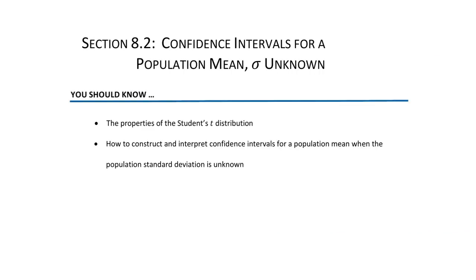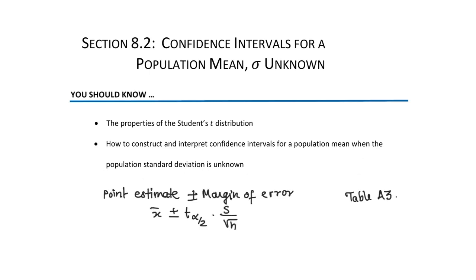In this section, you learned the properties of the student t distribution and how to construct and interpret the confidence interval for a population mean when the population standard deviation is unknown. And the formula we used to construct the confidence interval for mu when sigma is unknown is x bar plus or minus t alpha over 2 times s over square root of n. And we use table A3 to find the critical value.